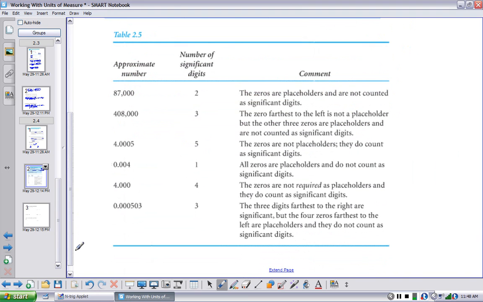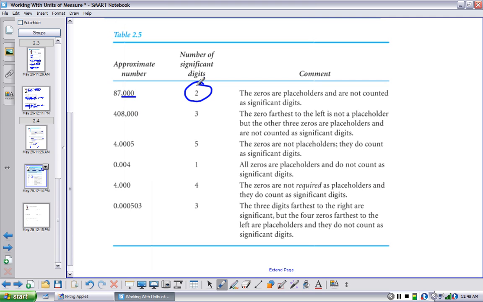The first number we have is 8,700, and it says that we have two significant digits. The first thing you always do is you go and you count the non-zero digits. So we have two digits that are non-zero. And then you look at your zeros. If your zeros are between two significant digits, then you know it's significant. But if they are just placeholders, then they're not. Well, these zeros at the end are placeholders, so we only have two significant digits.